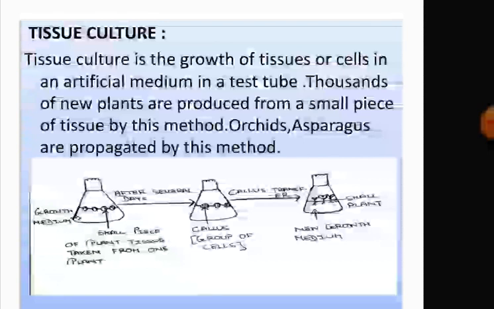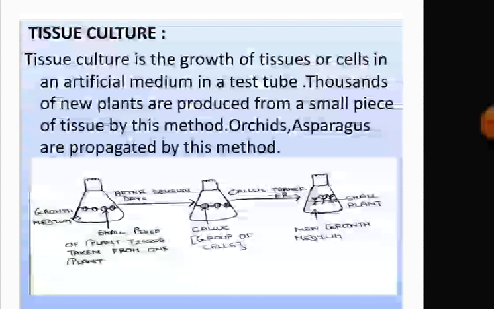Vegetative propagation is a fast method of reproduction in plants and it has been adopted by human beings. It is carried out by human beings to grow plants in an artificial medium, and such propagation is done by tissue culture. So what is this? It is the growth of tissue or cells in an artificial medium in a test tube. Thousands of new plants are produced from a small piece of tissue by this process of tissue culture.